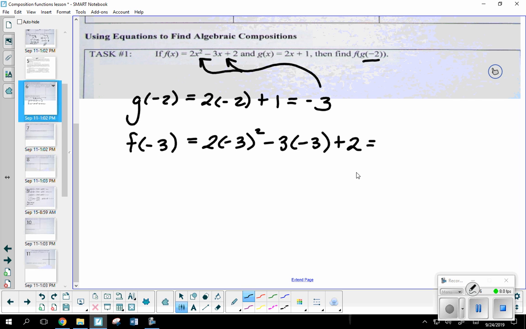All right, so what is 2 times -3 squared? That is 18 plus 9, and then we have the plus 2, so it looks like we get 29. So the value of that composition, we ended up with 29. Okay, so any questions on how I did that? All right, now we want to remember that number because tasks 2 and 3 are going to have something that makes this number pop up again.